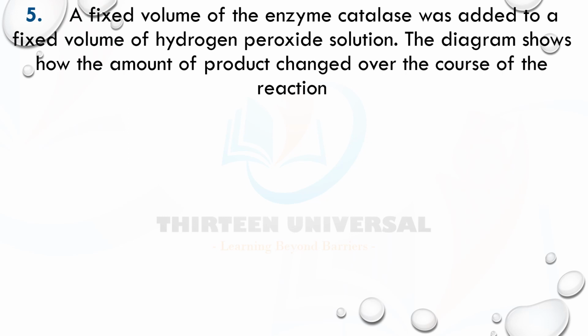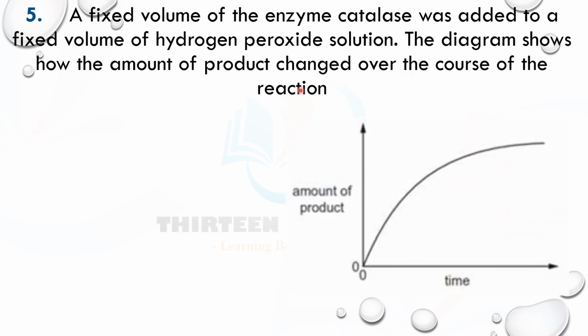Okay, it says a fixed volume of the enzyme catalyst was added to a fixed volume of hydrogen peroxide. Now, fixed volume, fixed substrate. The diagram shows how the amount of product changes over the course of the reaction. Let's see. Okay, yeah, so which explains the shape of this graph.